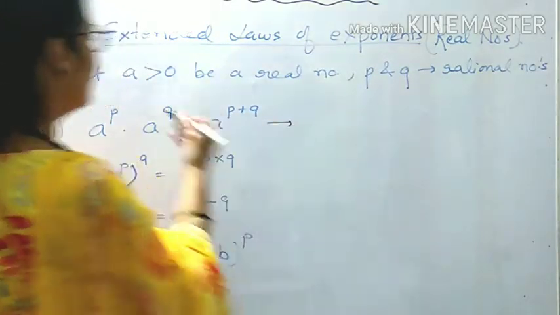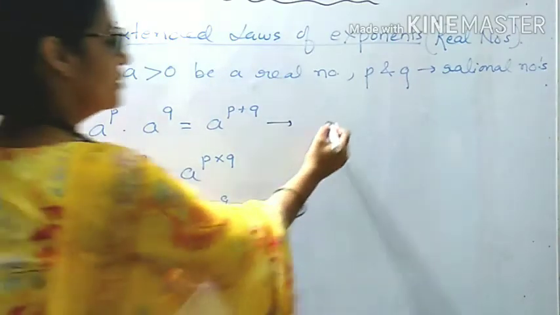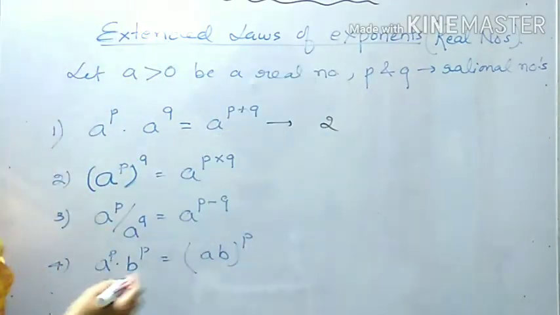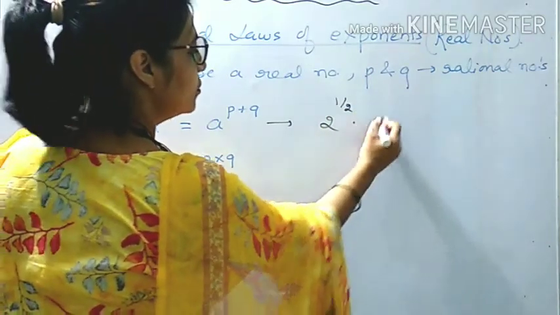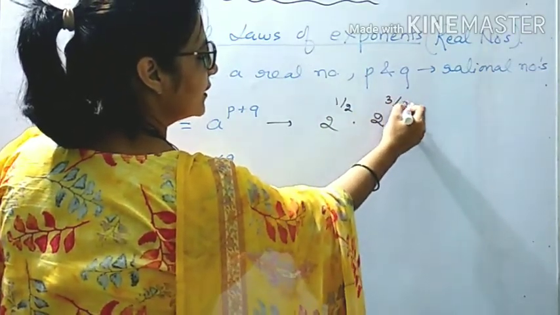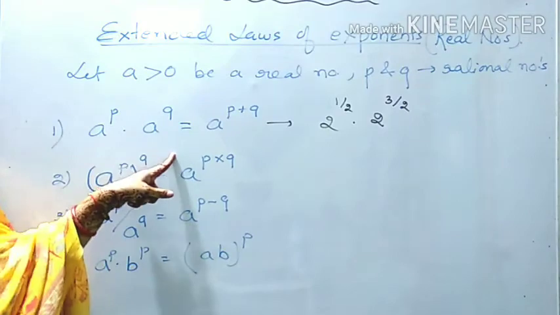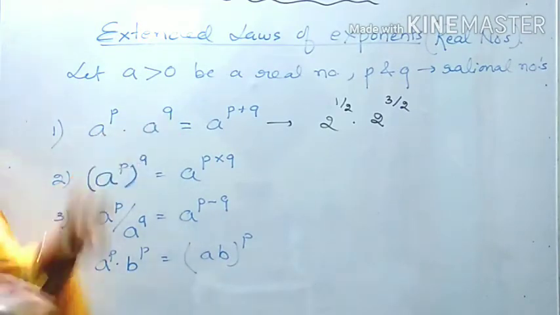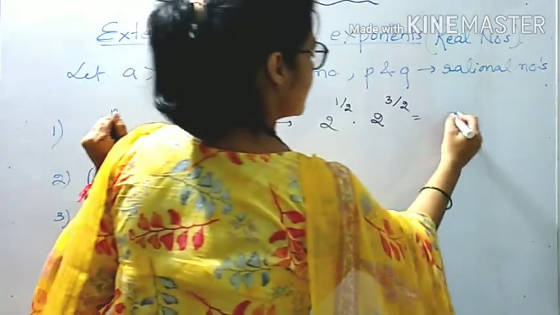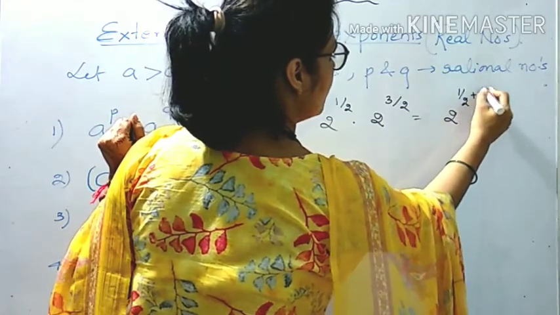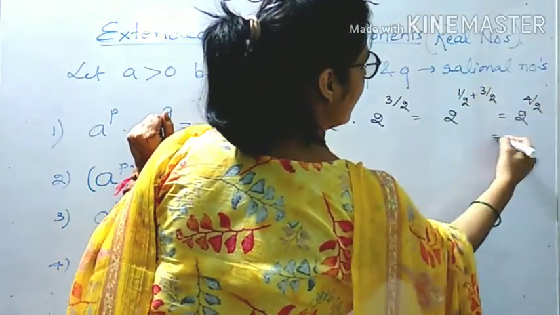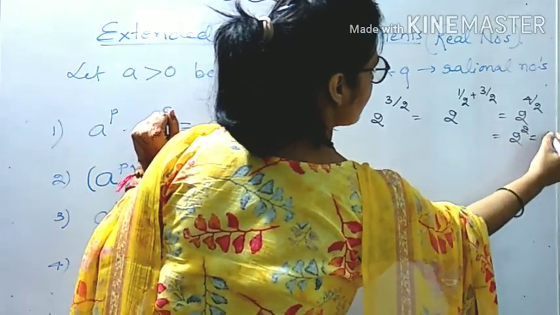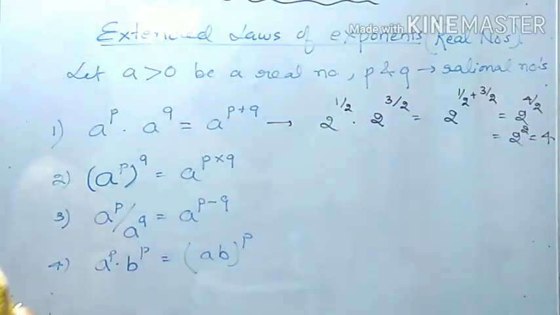What is this actually? Let a be a real number, so let it be 2. Okay? Now 2 to the power 1 by 2 into 2 to the power 3 by 2. So according to this law, what will we have? This is 2 to the power 1 by 2 plus 3 by 2. So it is 2 to the power 4 by 2, which is equal to 2 square. So your answer is 4.